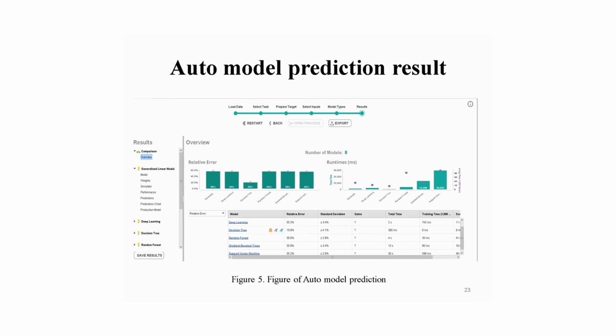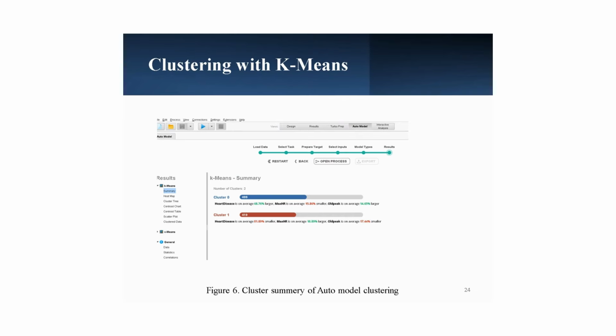Next I select some inputs. I select these inputs based on the correlation matrix. Here low correlations are neglected, and I select the model types, whichever models we require, and run the process, and the results are displayed here. All the summaries are there, like model, weights, simulator, performance, prediction chart, prediction model, all the details are available, like different model details also available.